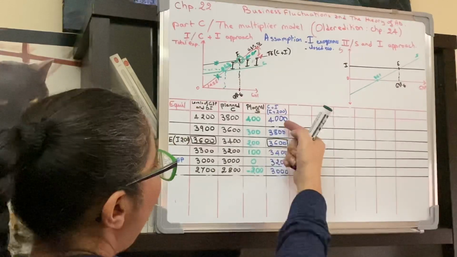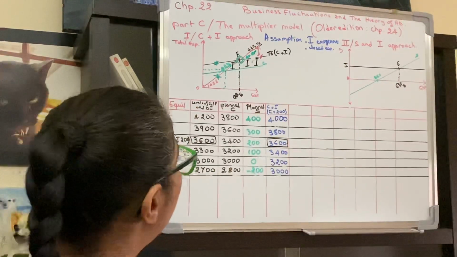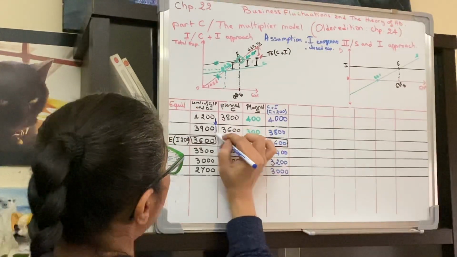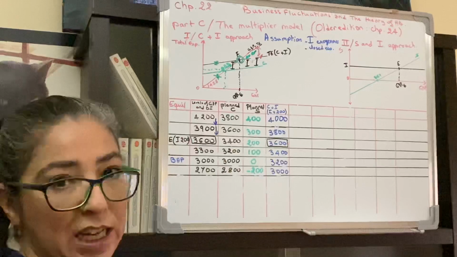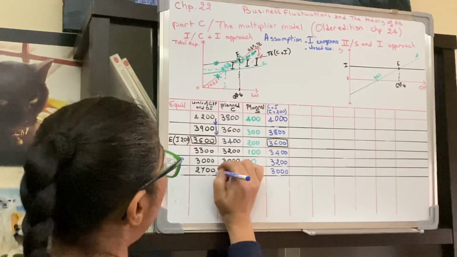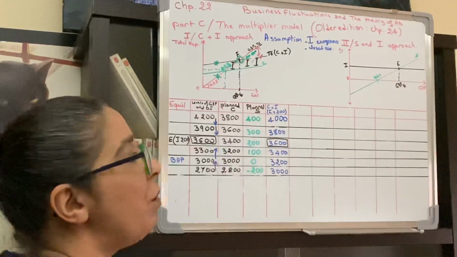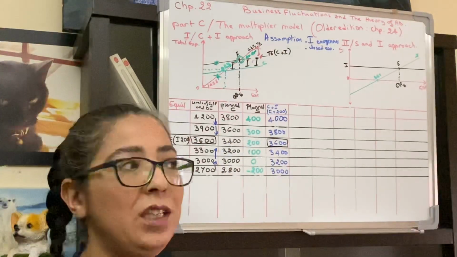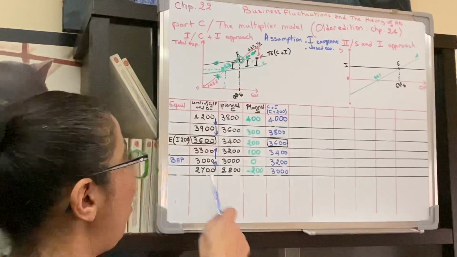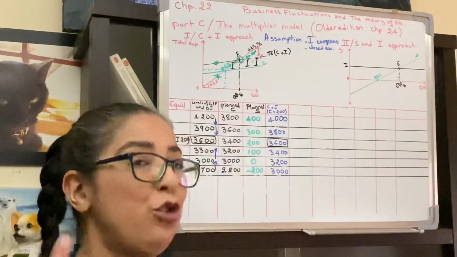So here I'm above the equilibrium, so the GDP is going to start decreasing till we reach the equilibrium point. Here I'm below the equilibrium, so the GDP is going to start increasing till we reach the equilibrium. Agreed? Now let's move to do another one.